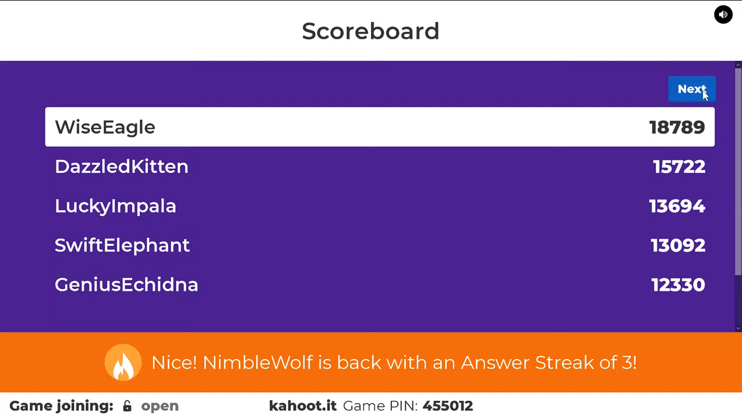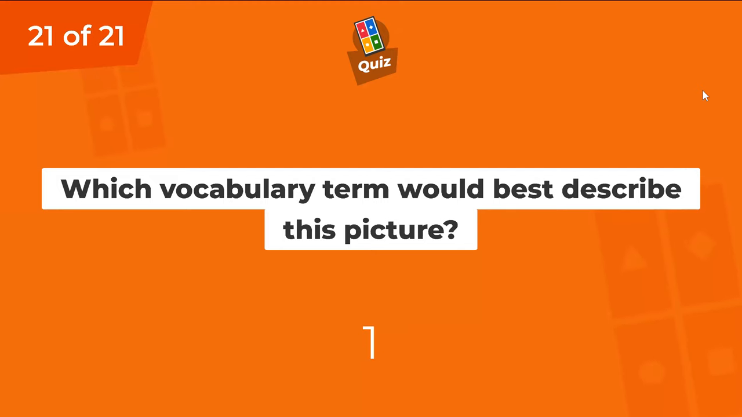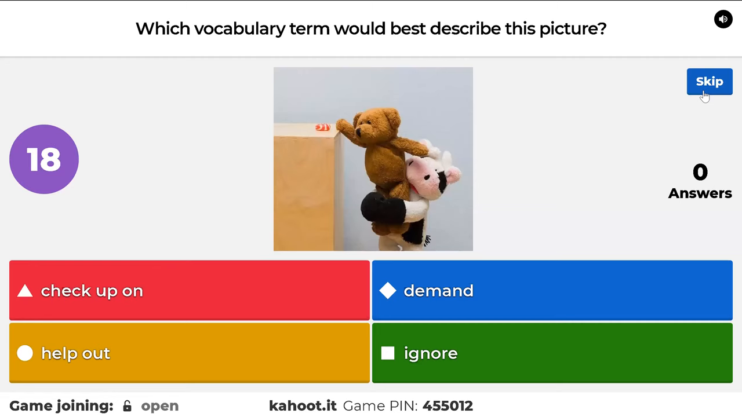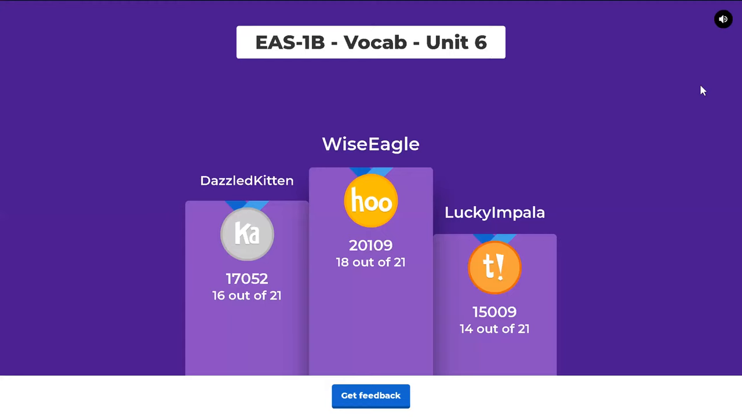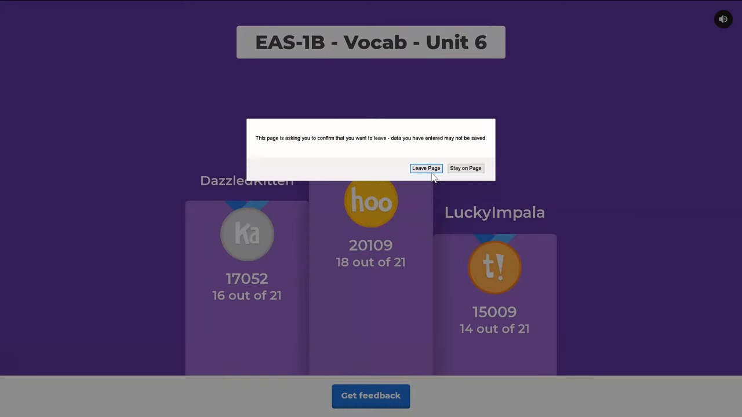And next one, which vocabulary term would best describe this picture? This one I think we know. Yeah, help out. All right, so Wise Eagle is first. Dazzled Kitten. Oh, good job, Wise Eagle. Dazzled Kitten is second. Lucky Impala, third. So well done, everybody, actually. Well done, everybody. So last thing.